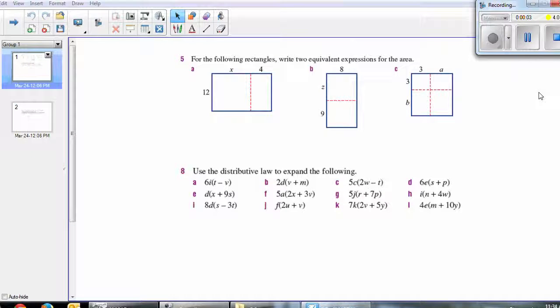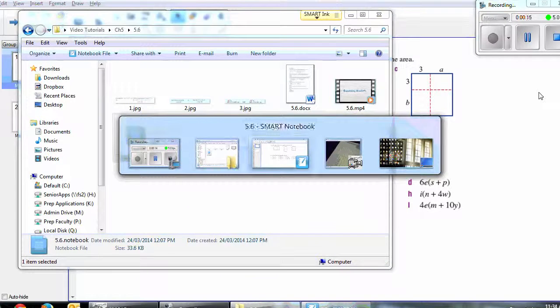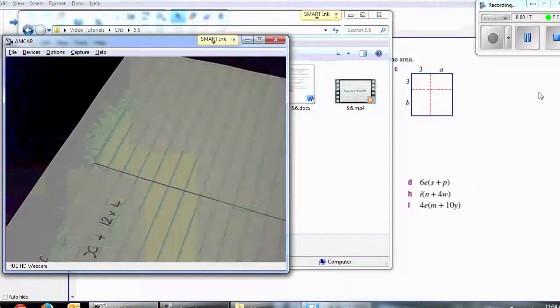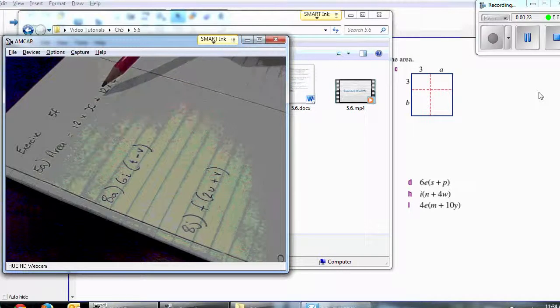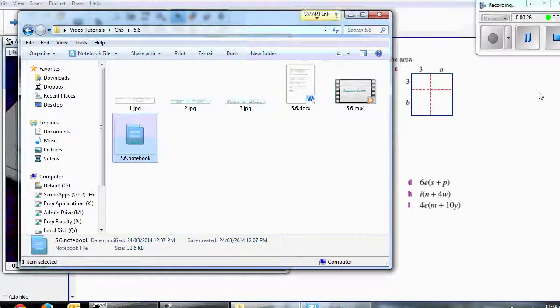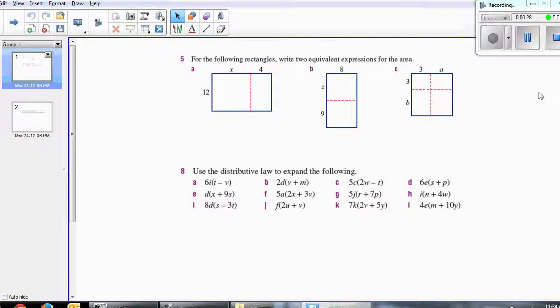Okay, so in question 5 here, we're looking at, for the following rectangles, write two equivalent expressions for the area. What I've put here in my notebook is area equals 12 times x plus 12 times 4. Area is obviously length times width, or length times breadth. So we're going to have to go 12 times x and then 12 times 4 to get this, right? Because our length here is broken into two different measurements.